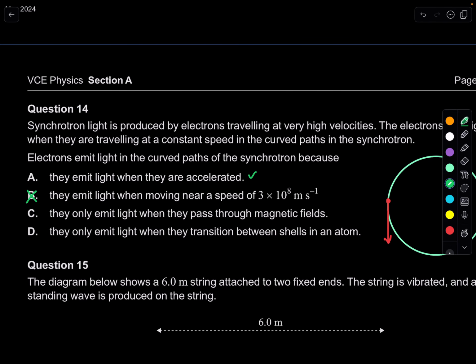They only emit light when they pass through a magnetic field. Not true. The magnetic field only curves the electrons. It has nothing to do with light. So that's rubbish. D, they only emit light when they transition between shells in an atom. Now, this is rubbish. It has nothing to do with the cyclotron itself. They're talking about emission or absorption spectra, when electrons go down energy levels and emit energy. That's wrong. Absolutely, it has to be A. Beautiful. So they emit when they accelerate. True.